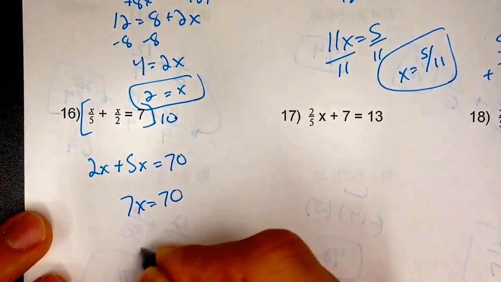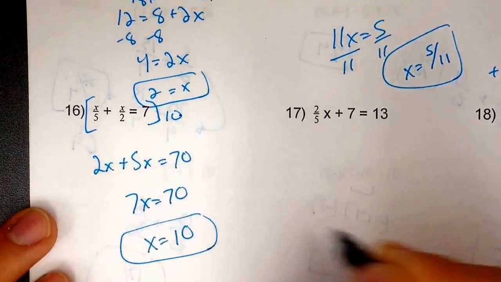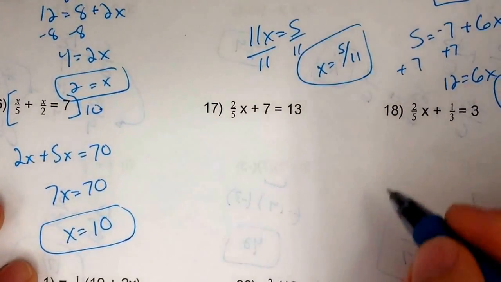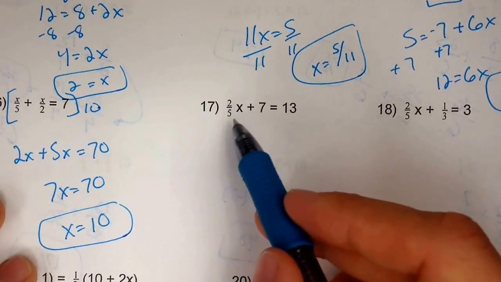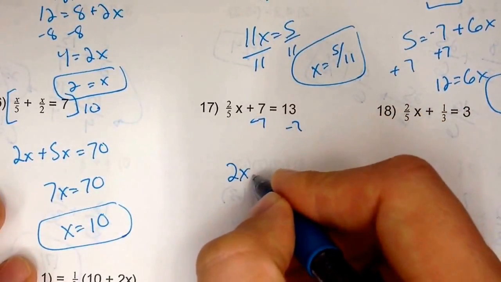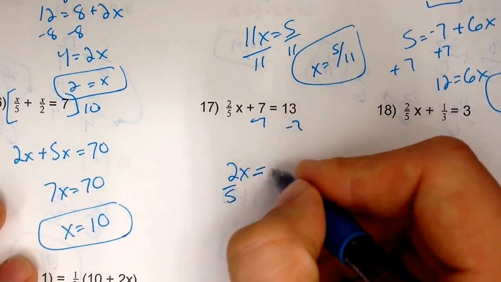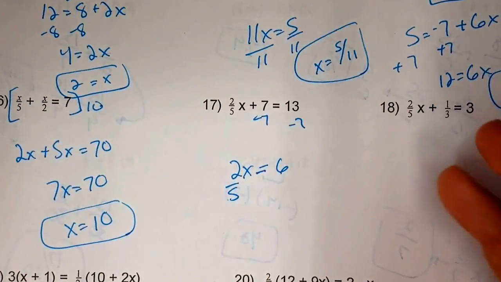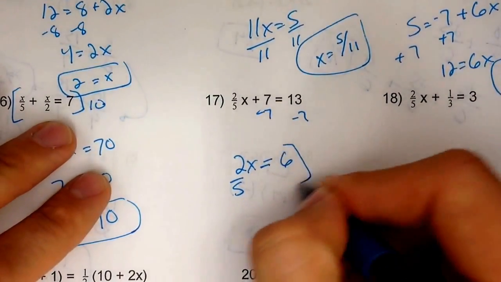7x is equal to 70, pull the 7, x is equal to 10, and we're all done there. On 17, you may be tempted to clear that fraction first. You can do that, multiply by 5 and get rid of it. I would move the 7 first. Why would I move the 7 first? It makes your problem a little bit easier when you do move that fraction around.